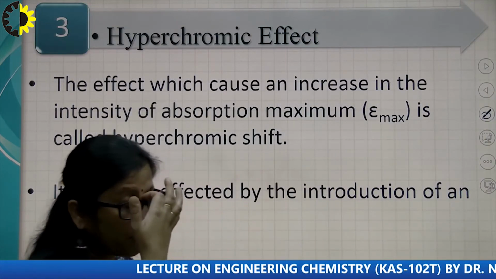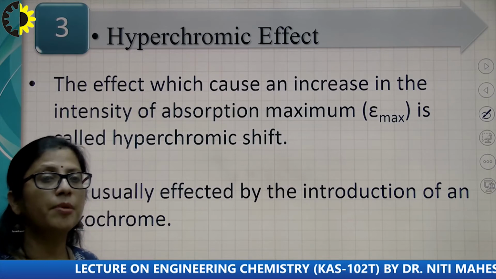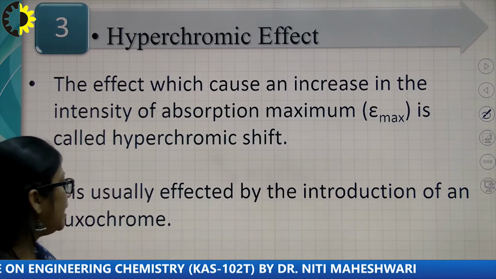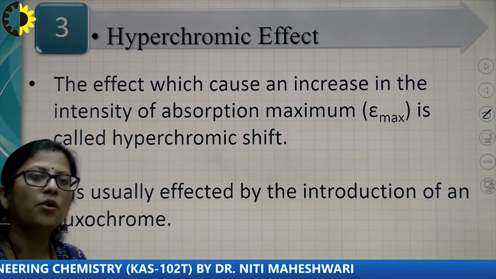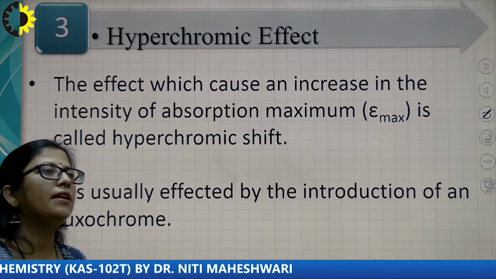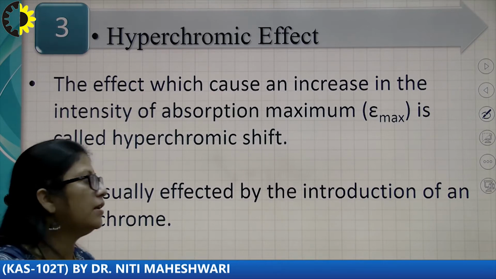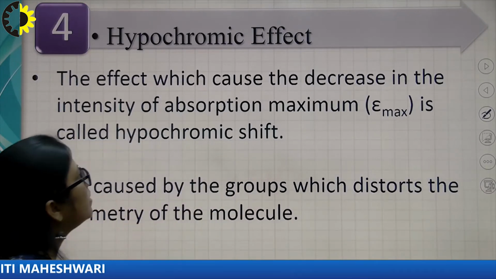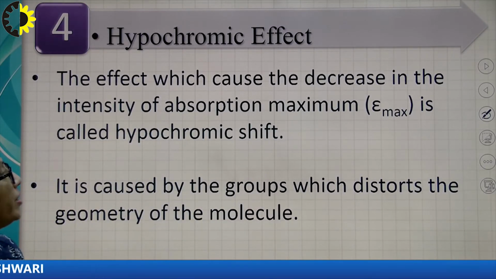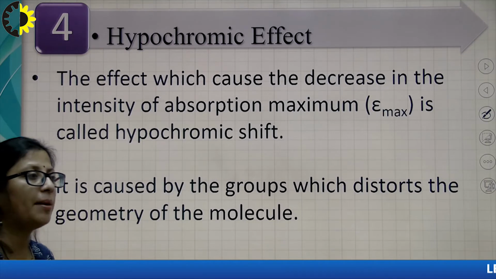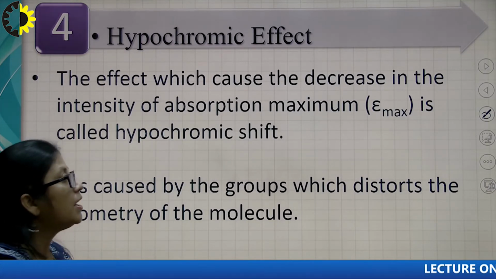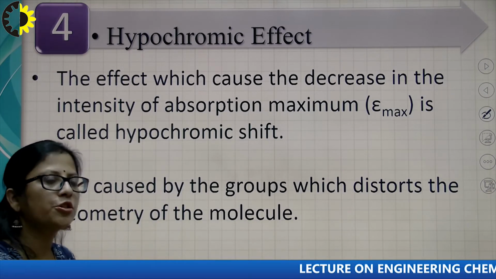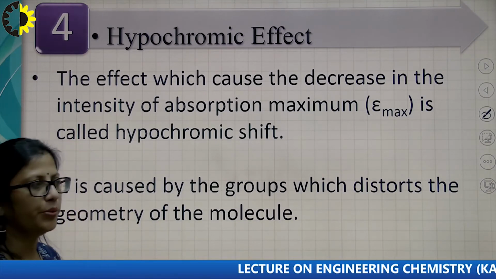Next is hyperchromic effect, that is the absorption maximum intensity increases. This is usually affected by the introduction of auxochromes. If I add an auxochrome, then this effect can easily be seen. Again, the hypochromic effect, by which the intensity of the absorption maximum decreases, that is the epsilon max decreases. It is caused by the groups which distort the geometry of the molecule.